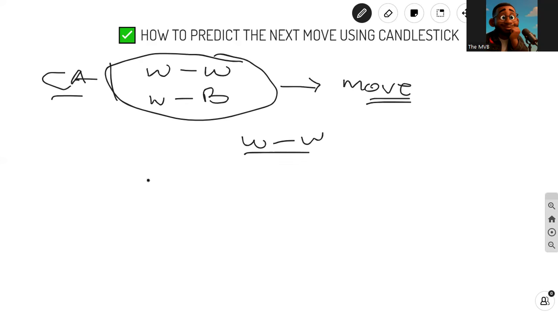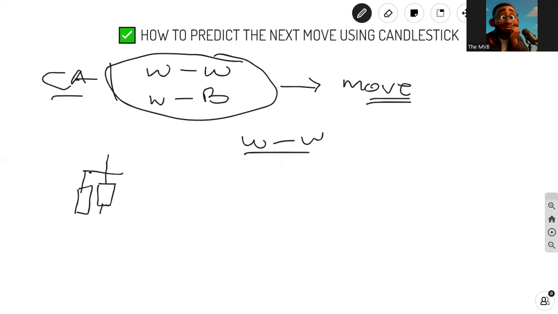When it is a wick to wick breakout, that means if a candle is printing like this, this is the wick, and the next candle breaks just by a wick, and then the body closes below, that means this is a wick to wick breakout. It doesn't matter if it is a bearish or a bullish breakout.